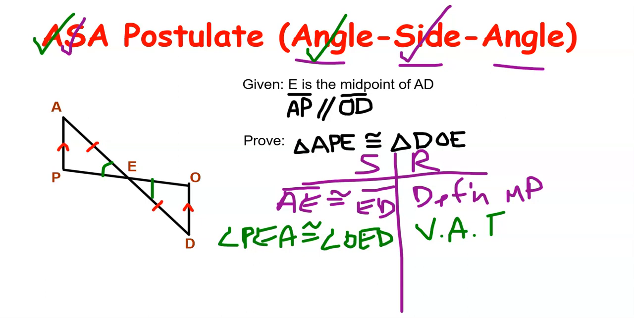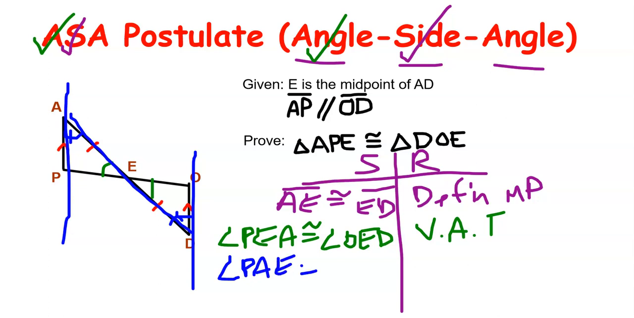And now on the other side, we have these angles where our congruent segments intersect with parallel lines. Well, that's really nice for us because we know something about parallel lines and transversals that intersect them. As it turns out, angle EAP and angle ODE are alternate interior angles on those parallel lines using the transversal AD. If we extended them a little bit, we could see that they are alternate interior angles. Therefore, angle PAE is congruent to angle ODE because of the alternate interior angles theorem.